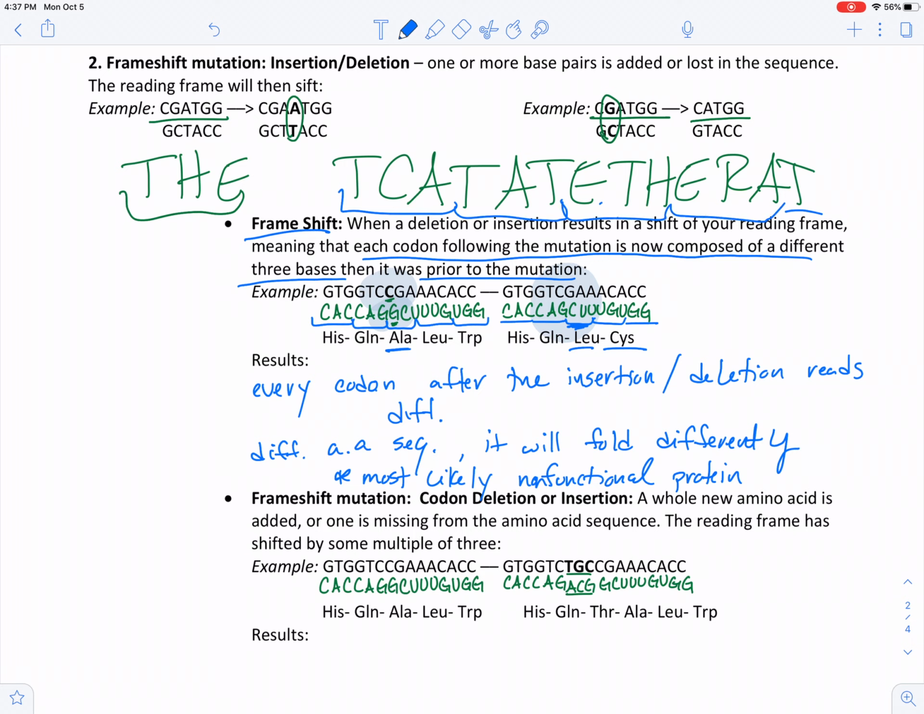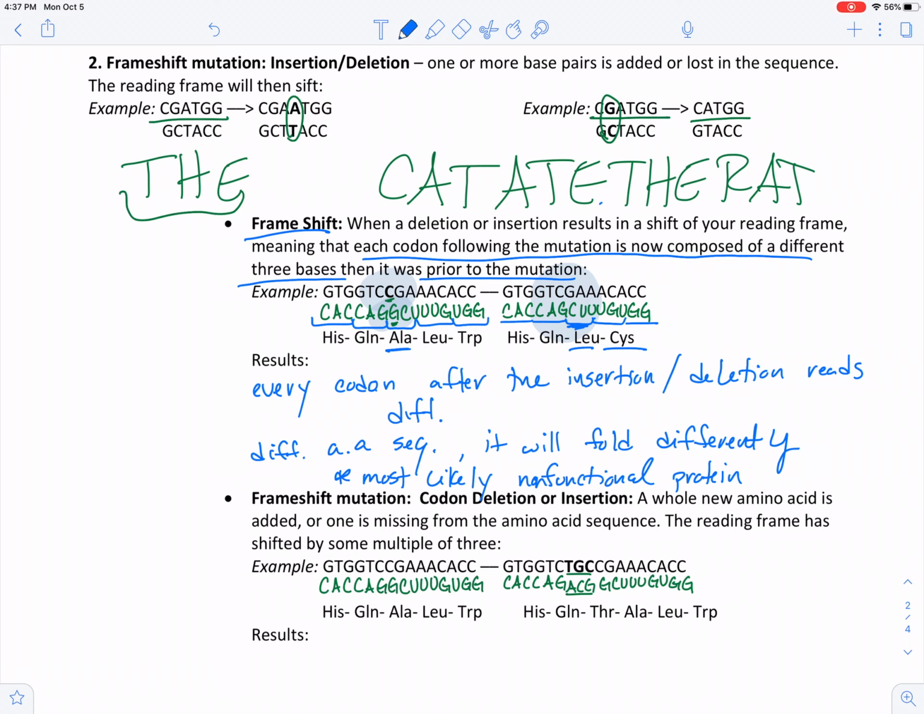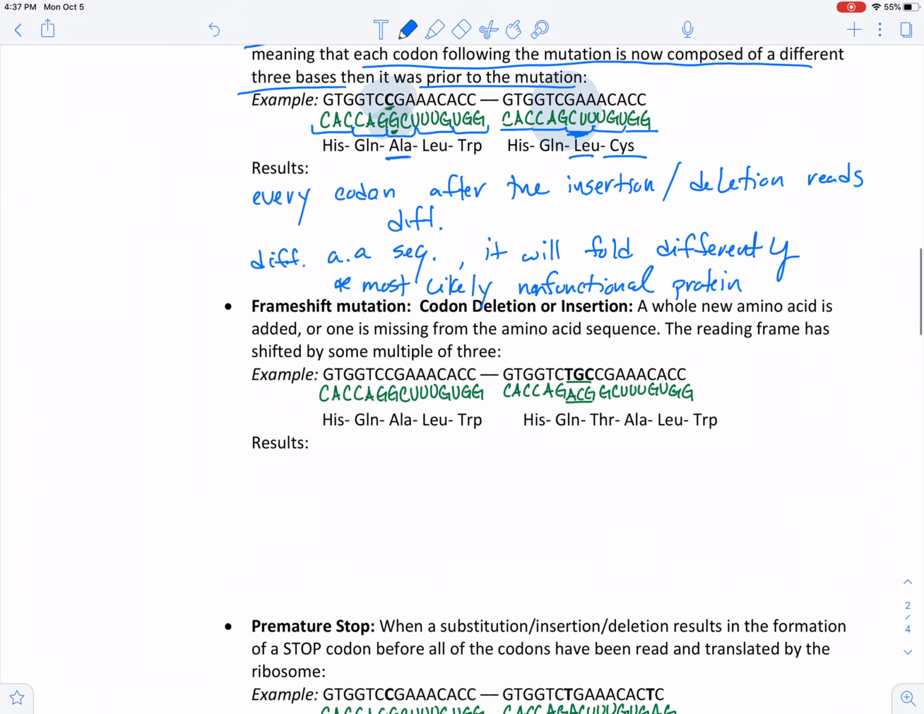So tka, tat, eth, era, t, right? So that still doesn't make any sense. But what if instead of 1 or 2 deletions, you had 3 deletions? So by some multiple of 3. Well, now it reads the cat ate the rat, which is sort of similar. It's just now missing an amino acid. So that happens down here.